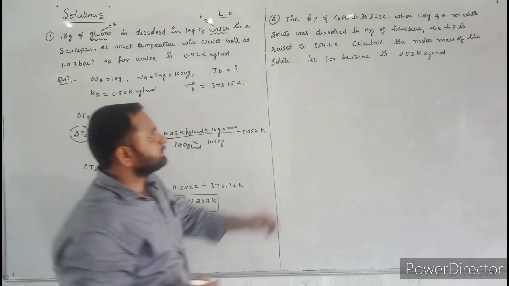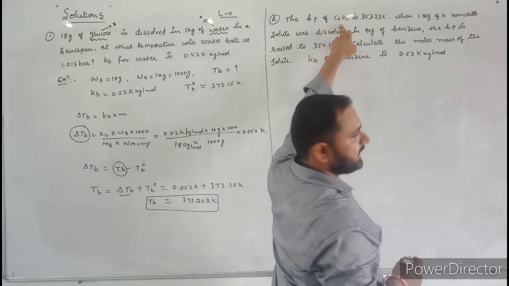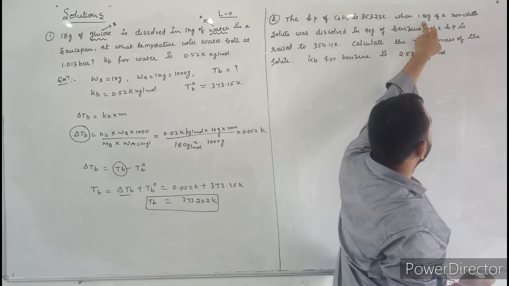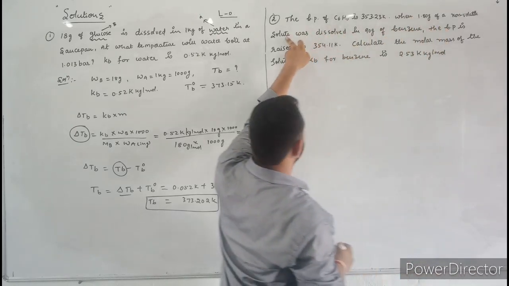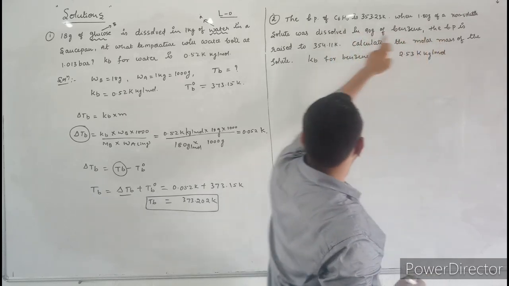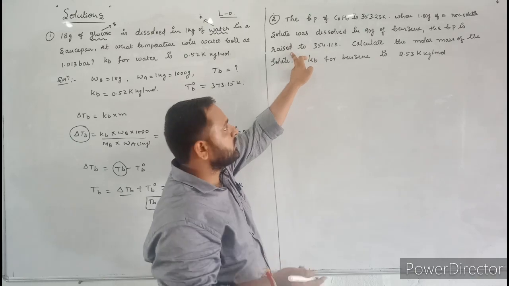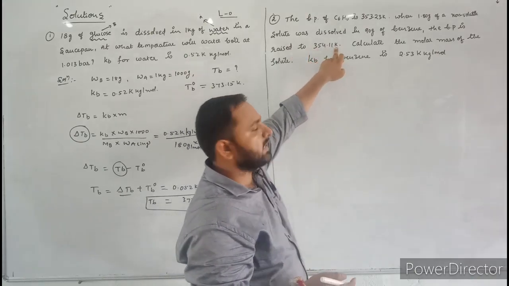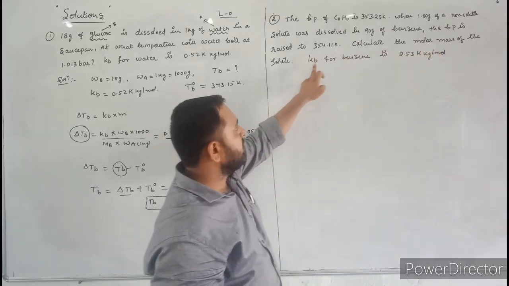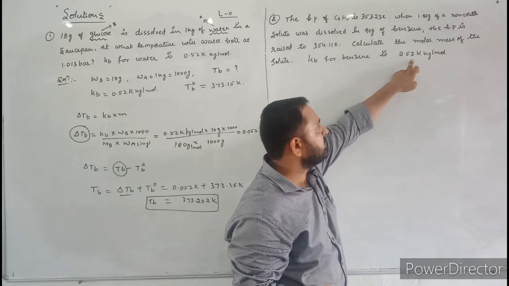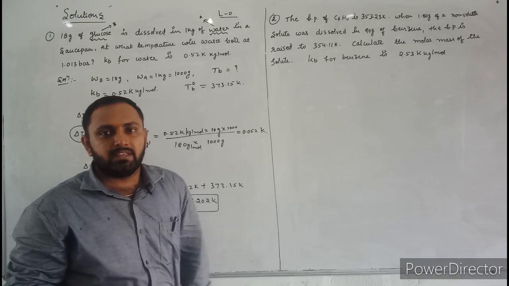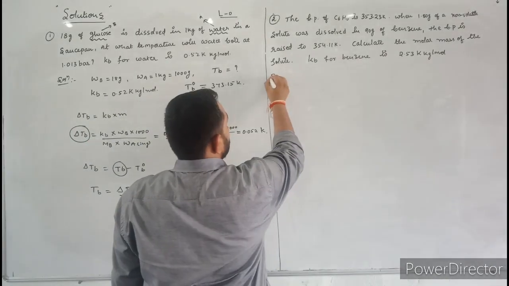In the second question, the boiling point of benzene is 353.23 Kelvin. When 1.80 gram of non-volatile solute is dissolved in 90 gram of benzene, then the boiling point rises to 354.11 Kelvin. Then calculate the molar mass of solute. And here KB for benzene is 2.53 Kelvin kg per mole. To solve this question, first we have to write the given data. Now let us write the given data here.